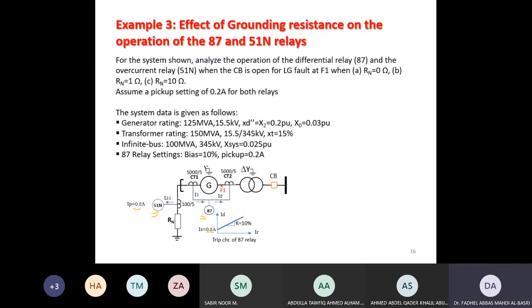This is the pickup setting, the same I setting of the overcurrent relay, same as the minimum setting of the differential relay. And let's see which one would work better for different values of Rn for a fault at the end of the transformer winding. I will assume now the breaker is open in this case.